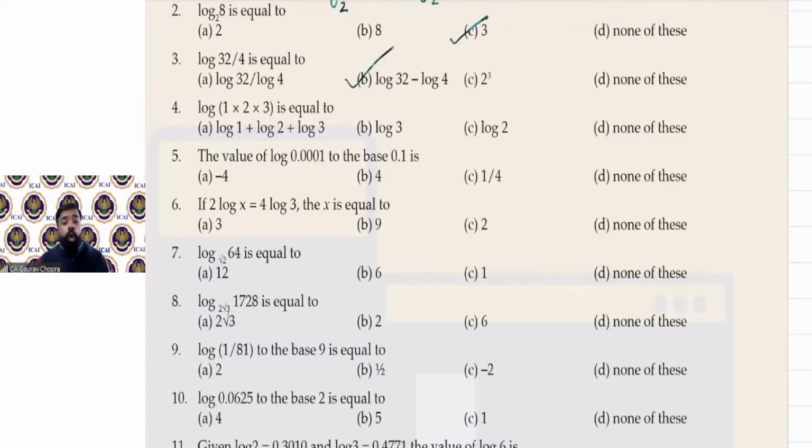Fourth one. Log of 1 into 2 into 3 is equal to. So log of 1, 2, 3. To apply the property of addition, log 1 plus log 2 plus log 3. Option number A. Okay.